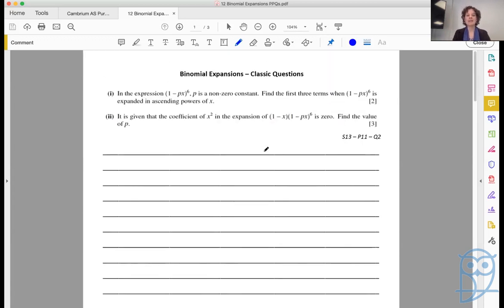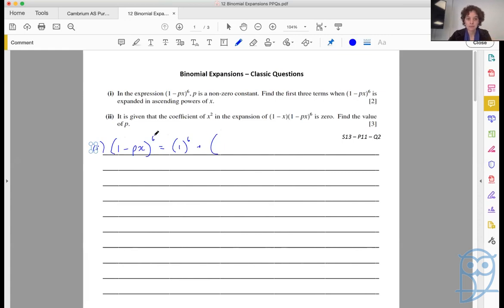Okay, right. So, back to the beginning, to that long formula. What are the first three terms of (1 minus px) to the 6? So, (1 minus px) to the 6 equals, that first term is always a to the power n, so 1 to the power 6, plus nC1.